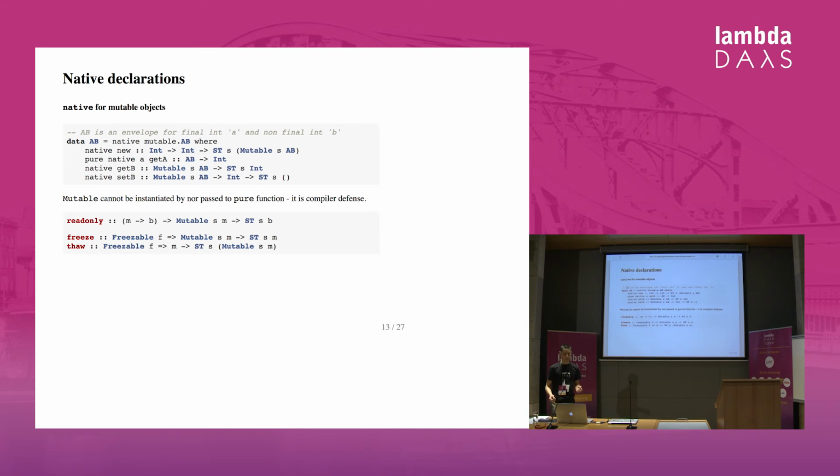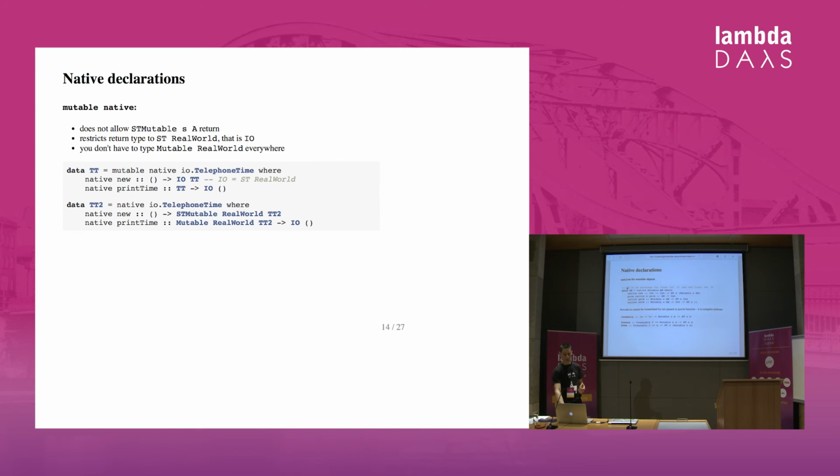And there is also a Freezable type class, whose instances are able to create copies which are immutable, in fact. And the thaw function takes this immutable copy and returns some copy that is again mutable. So you use these functions if you need to deal with non-pure Java functions.